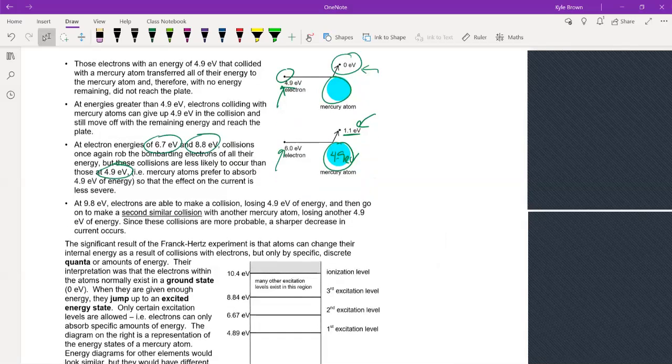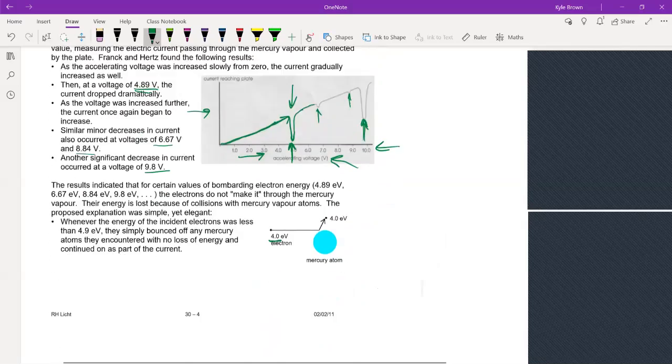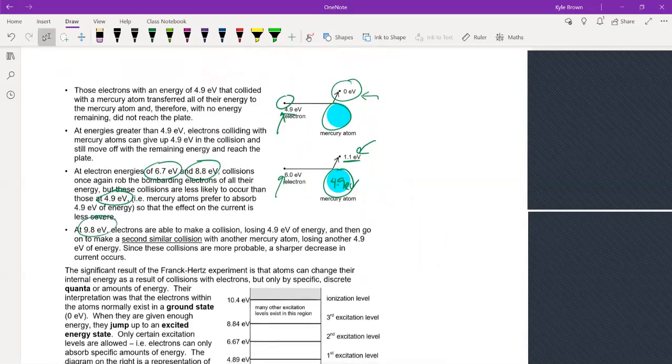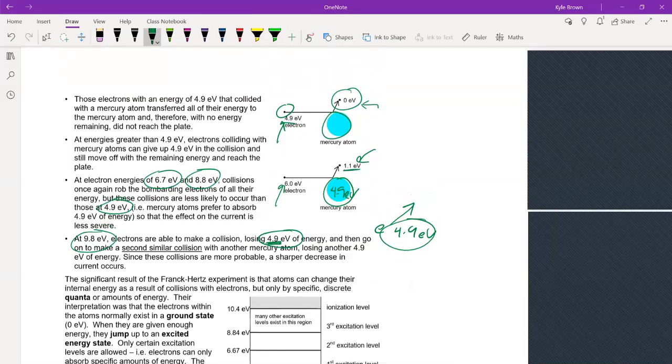Okay. And then similarly, once it had 9.8 electron volts, which corresponds to this dip right here, what they figure is happening is that you've got a collision with some mercury atom losing 4.9 electron volts. But then you can imagine, if it had 9.8 and lost 4.9, you'd have another free electron roaming around with 4.9, and it's going to get gobbled up by another mercury atom really quickly because mercury loves 4.9 electron volts. Every atom would have a different one, but mercury really likes that one. So that's why 9.8 is so big too, because it's just double of 4.9.